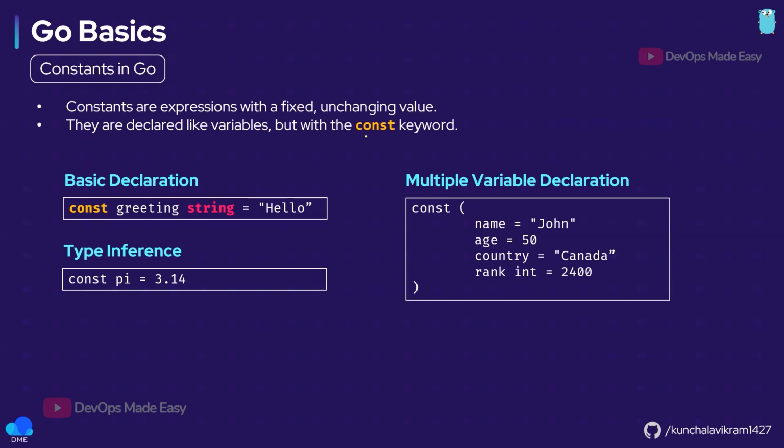Okay. Similarly, you can also define multiple constants using multiple constant declaration. So const, I can say name John, age 50, country Canada, rank of type integer. If you don't put integer, it will be automatically inferred. So rank is equal to 2400. It will be considered to be of integer data type anyway, but these are all constants. So once these are defined, you cannot change them during the runtime of the program.